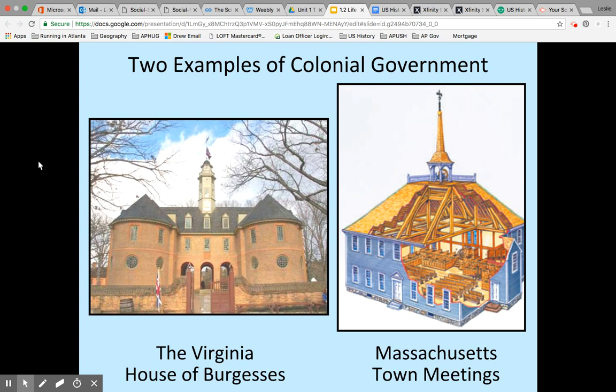So, two examples of colonial government. You need to know both of these. The first is the Virginia House of Burgesses, and I list this one first because chronologically it comes first, followed by Massachusetts town meetings. The Virginia House of Burgesses is filled primarily with the wealthy landowners, the landed aristocracy, and town meetings are much more socially open. As long as you were a member of the church and you were male, you could participate in the town meetings in Massachusetts.